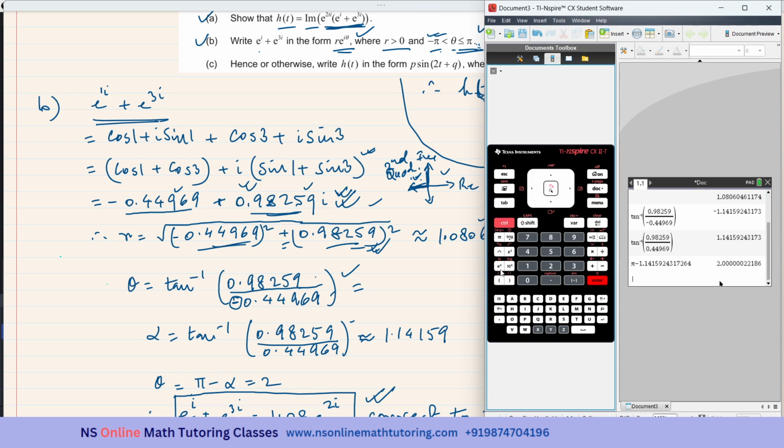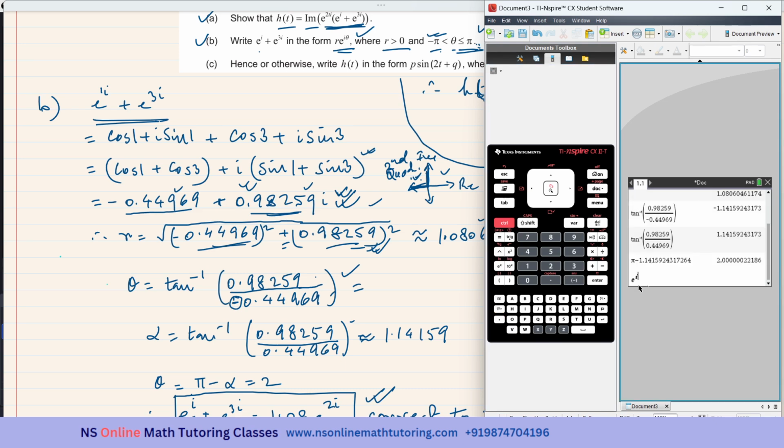E to the power of i. You don't type the i from this keypad. You have to press this button with the pi. You see i is in bold. You have to take this i, not the i from the keypad. Plus e to the power of, since I have already inputted i, I can write i times 3.